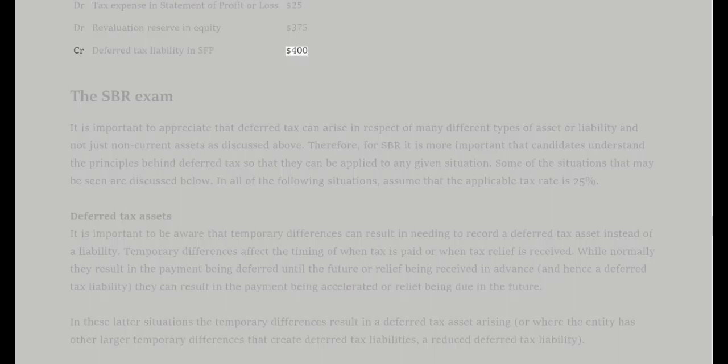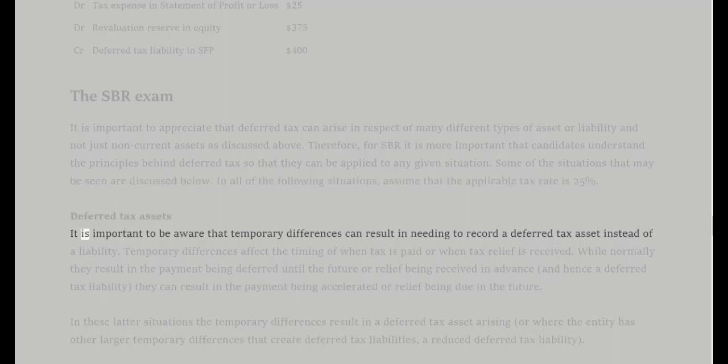The SBR exam. It is important to appreciate that deferred tax can arise in respect of many different types of asset or liability, and not just non-current assets, as discussed above. Therefore, for SBR it is more important that candidates understand the principles behind deferred tax so that they can be applied to any given situation. Some of the situations that may be seen are discussed below. In all of the following situations, assume that the applicable tax rate is 25%.